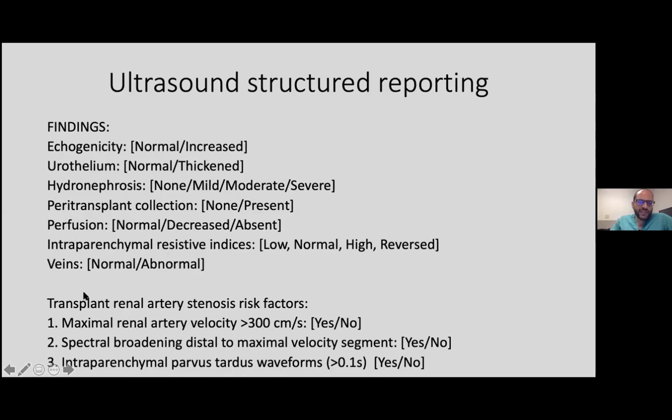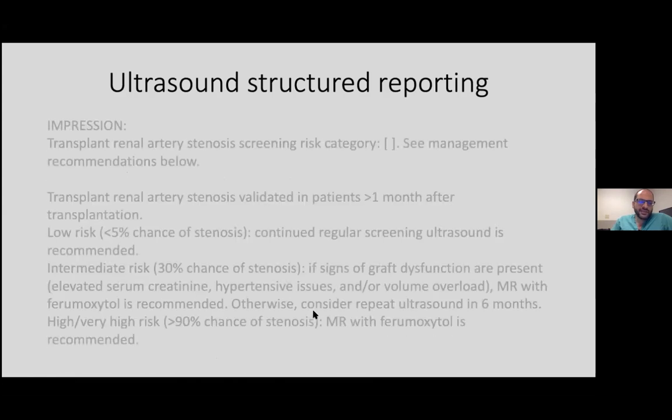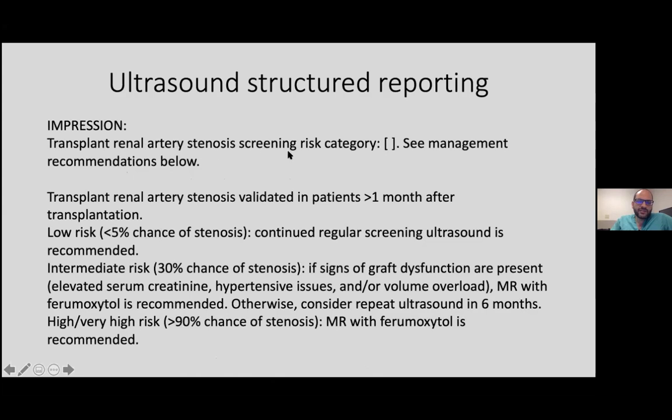But then for the transplant renal artery stenosis, which is really what the transplant nephrologist usually cares about, we have the 3 criteria here. Are they met? Yes or no? And so then the impression is transplant renal artery stenosis screening risk category. We're able to risk categorize it, and then we're giving them information that they can use to decide whether or not to go to the next step, which would be an MR with ferumoxytol.